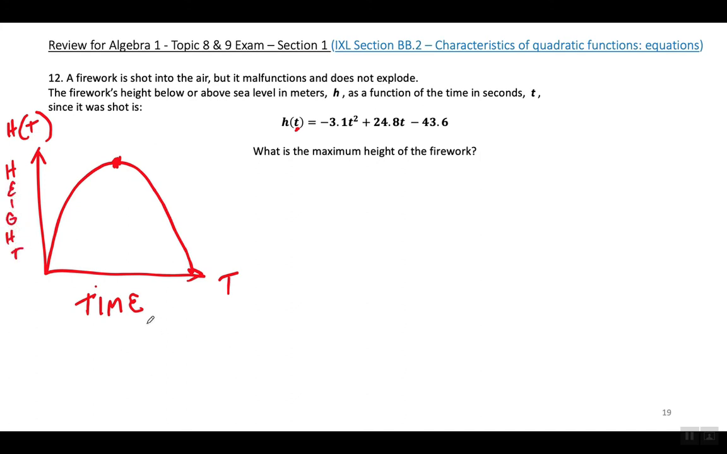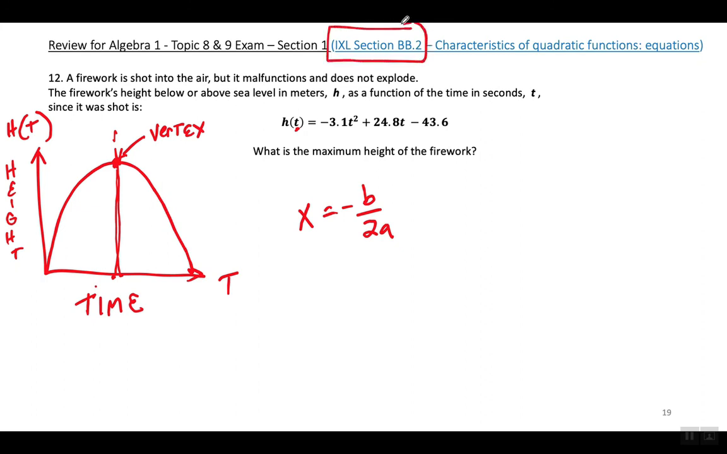All right. Now, how do you find the maximum height of the firework? Easy. You have to find the vertex. Now, how do you find the vertex? First, find the x-coordinate of the vertex, which is the axis of symmetry. You have to use this formula. I do it like a million times in this IXL. If you look at the video and do this IXL, which is not difficult, you'd have it memorized.